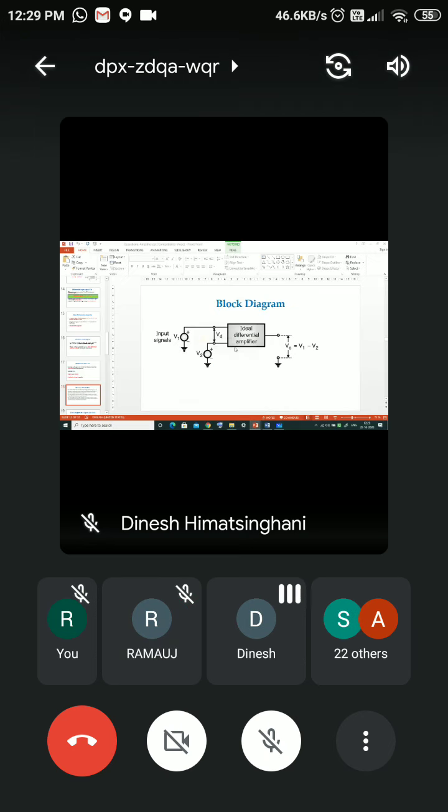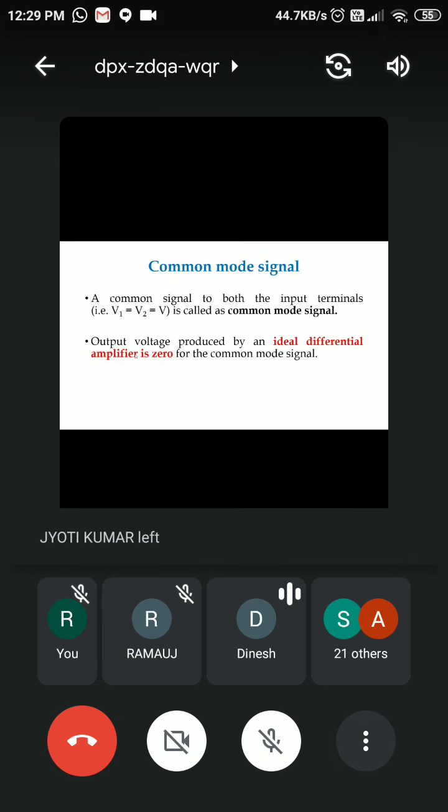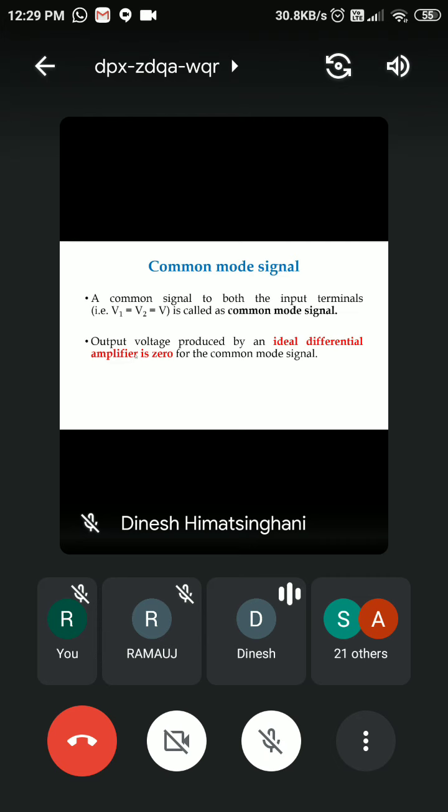So any doubts in what I have done, I'll come back here. Please understand this term, common mode signal. Read this carefully, the 2 points. Common mode signal is V1 equal to V2 equal to V. What happens to the output? The output is 0.